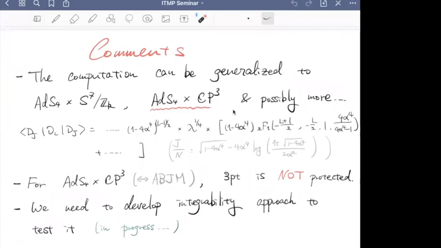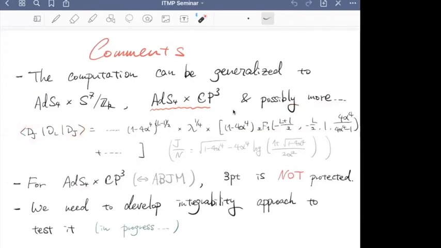So let me make several further comments. This computation can be generalized to other setups like AdS4 times S7 over Z_k, which corresponds to ABJM in the M theory limit, or AdS4 times CP3, which also corresponds to ABJM, but in the 't Hooft limit, and possibly more. In particular, if you consider the ABJM case, the expression is further complicated, and it's given by this super complicated expression. And for AdS4 times CP3, which corresponds to ABJM theory, the three-point function of BPS operators is not protected. So we cannot really take this answer and compare it with the gauge theory answer.